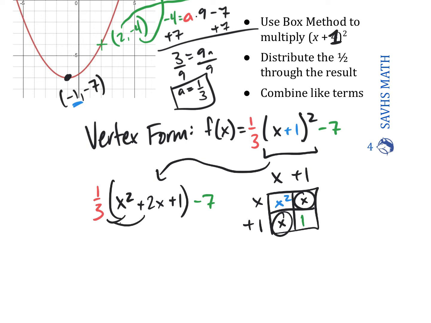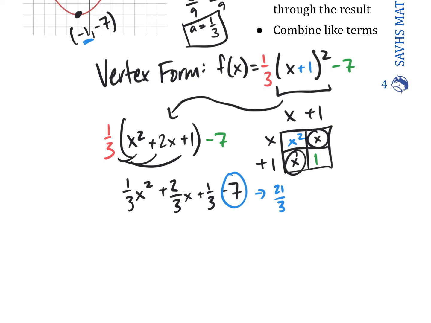So we have to distribute first, then we can combine like terms. So we'll get 1/3 x squared plus 2/3 x plus 1/3, and then minus 7. This minus 7 is the same as 21 over 3. So I'm going to subtract 21 over 3. So I'm going to write 1/3 x squared plus 2/3 x, and then minus 20 thirds. This is f of x in standard form.